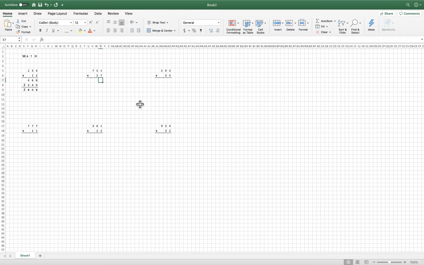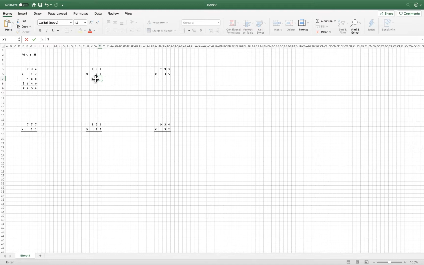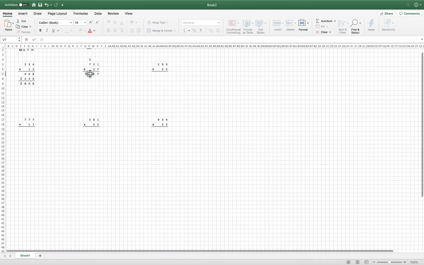Same thing that we did in the last problem. 7 times 1 in this case is 7. 7 times 5 is 35. So we put down the 5, carry the 3. And then we have 7 times 7 is 49, plus 3 is 52. Let's go 5, 2.